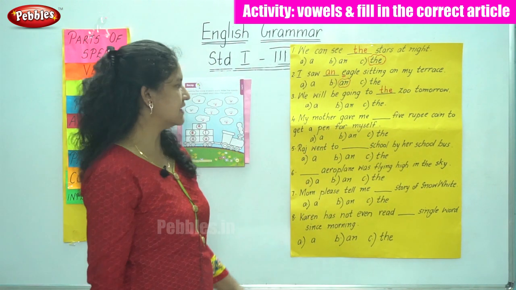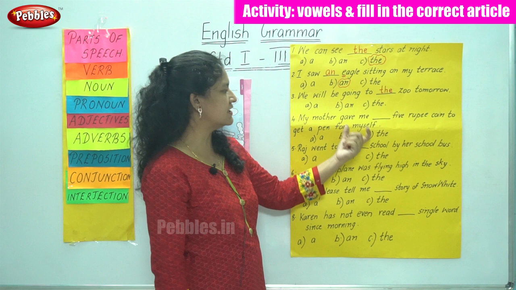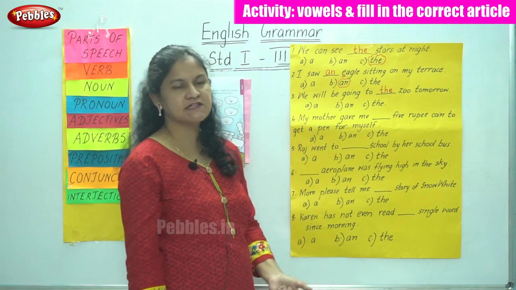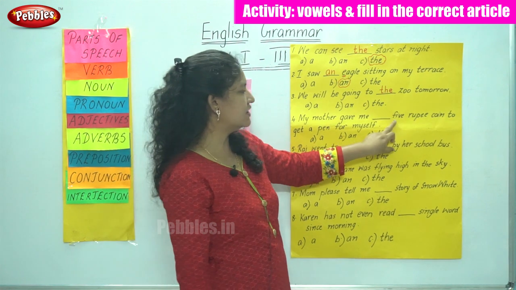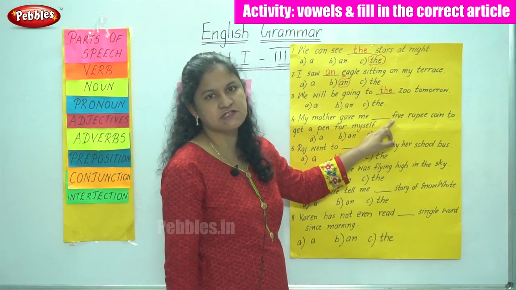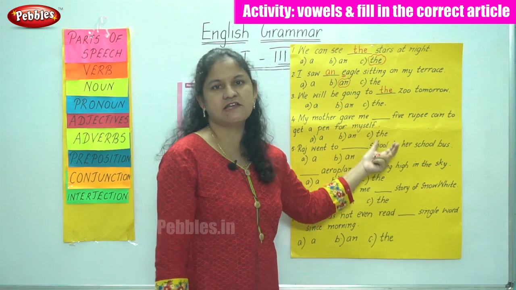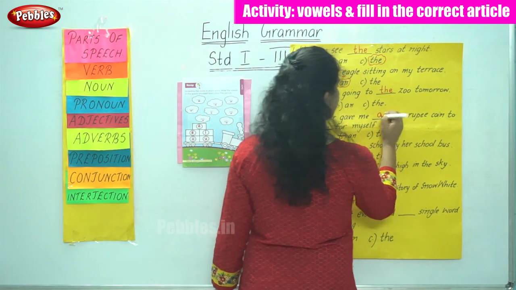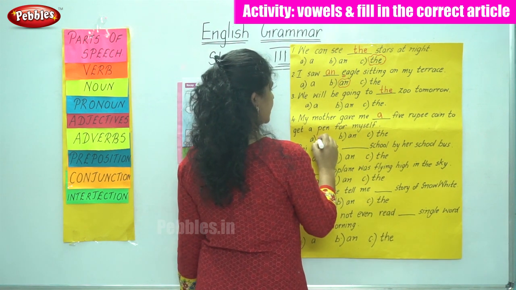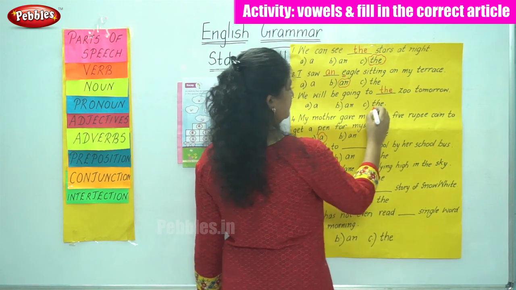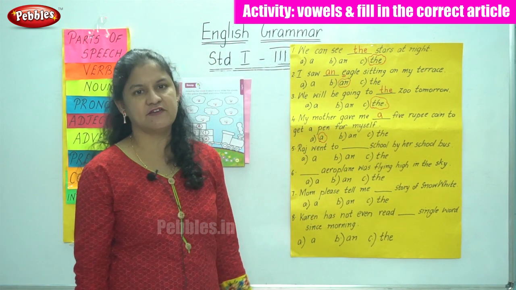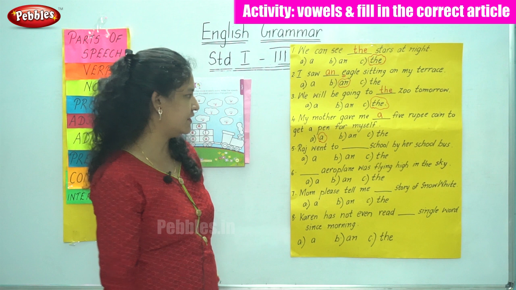The next sentence is, my mother gave me dash 5 rupee coin to get a pen for myself. So the word 5 begins with a consonant F. So in that case, I use the article a. My mother gave me a 5 rupee coin to get a pen for myself. So I use the article a because the word 5 begins with a consonant F.